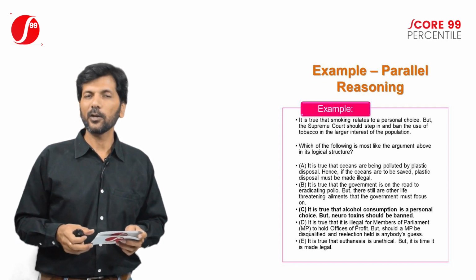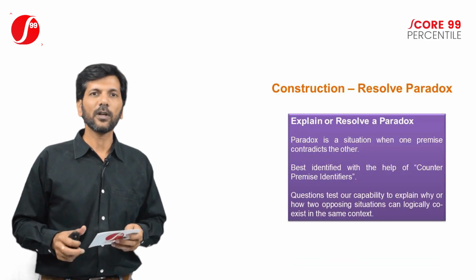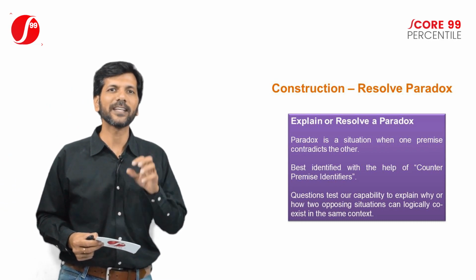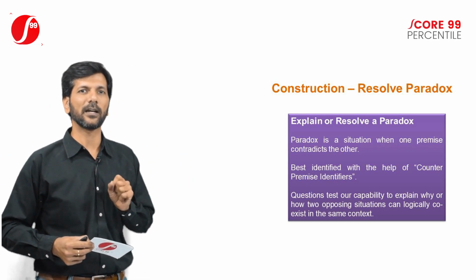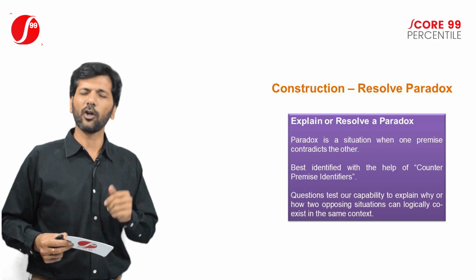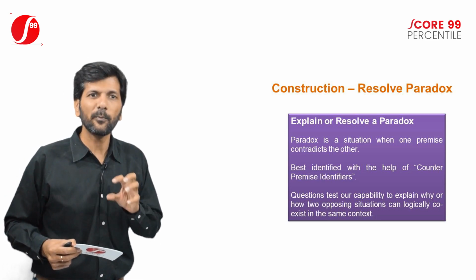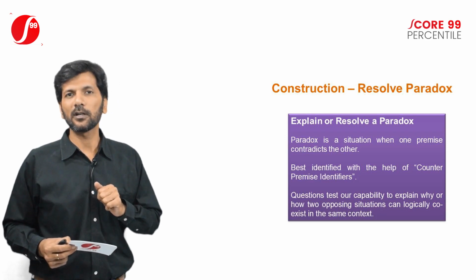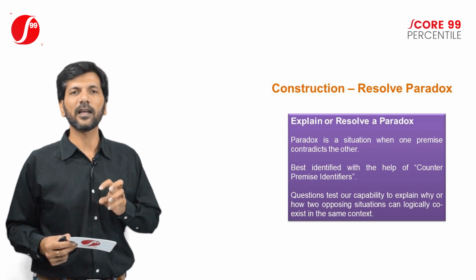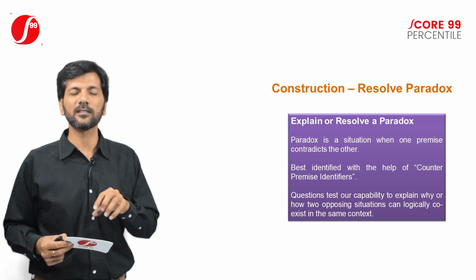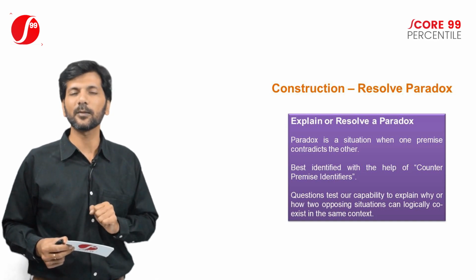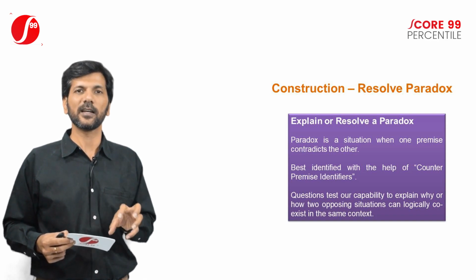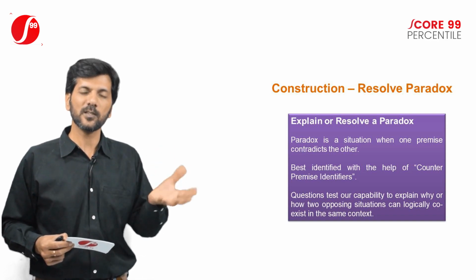Now, let's take a look at another model, which is known as resolving the paradox. Sometimes your questions may ask you to explain the paradox or resolve a conflict in the argument. Here's how a paradox is formed. In the earlier session, when you were learning about conclusion identifiers and premise identifiers, we also learned about counter premise identifiers. What exactly is a counter premise identifier? A counter premise counters a premise.